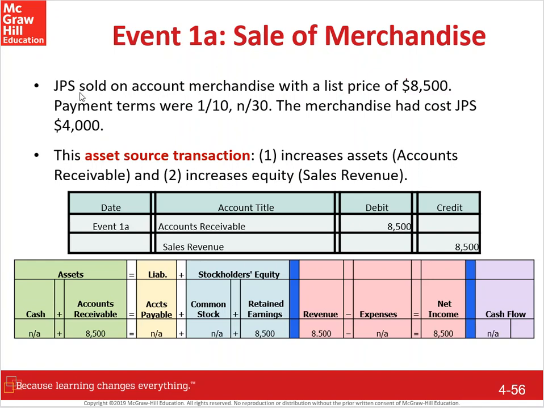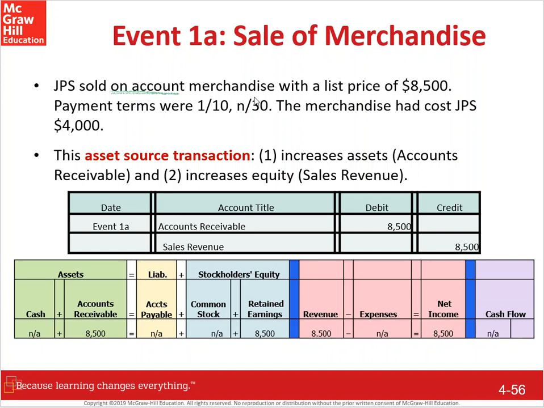1A, JPS sold on account merchandise with a list price of $8,500. Payment terms were 1/10, net 30. Remember, 1/10 net 30. The merchandise had cost JPS $4,000. Now, first, is this sale cash or on account? Well, it doesn't say cash. Oh, it does say on account. There's the words we're looking for. Even if it didn't say on account, though, if they gave us payment terms that implies that it's on account. When somebody pays cash, there's no need to specify payment terms.